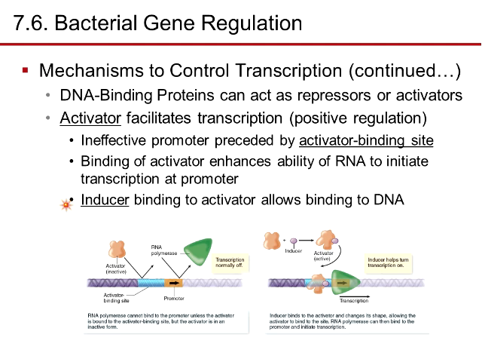As you can see, the RNA polymerase cannot bind to the promoter unless the activator is bound to the activator binding site, but the activator is in an inactive form. In this case, the inducer binds to the activator and changes its shape, allowing the activator to bind to the site. RNA polymerase can then bind to the promoter and initiate transcription as we discussed.